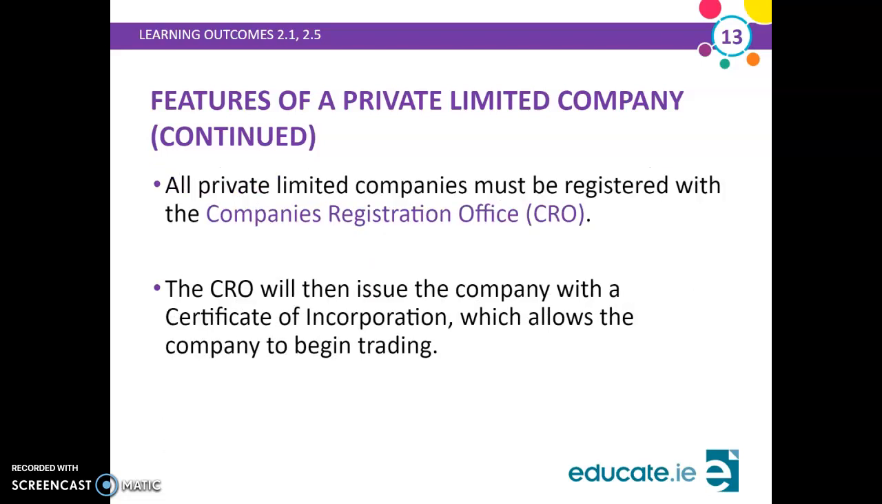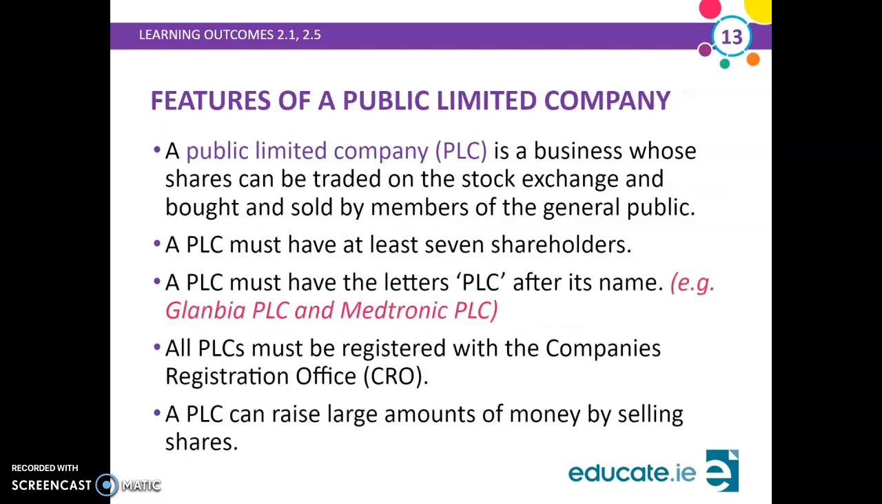All private limited companies must be registered with the CRO, Companies Registration Office. The CRO will then issue the company with a certificate of incorporation, which allows the company to begin trading. And it's like the birth cert of a company. This gives them the separate legal identity.